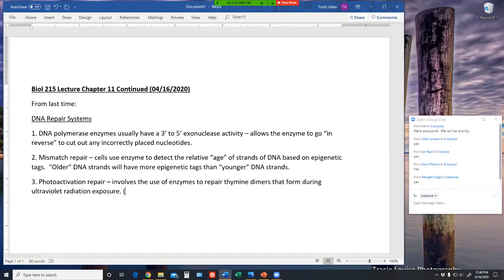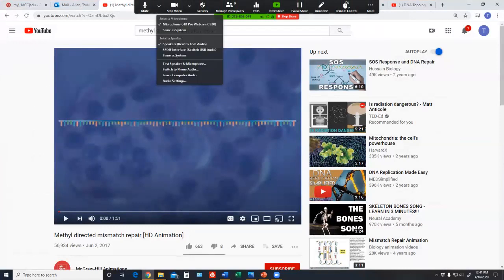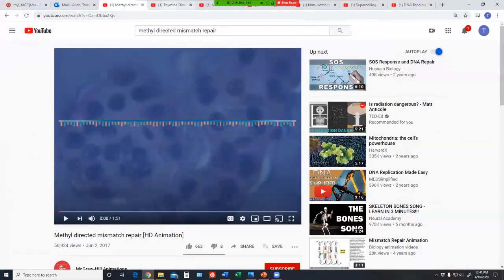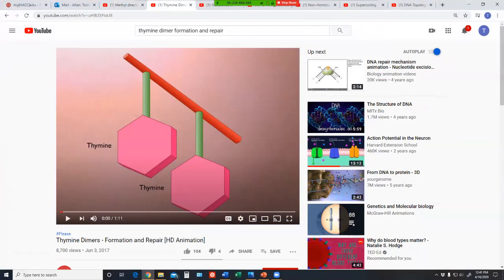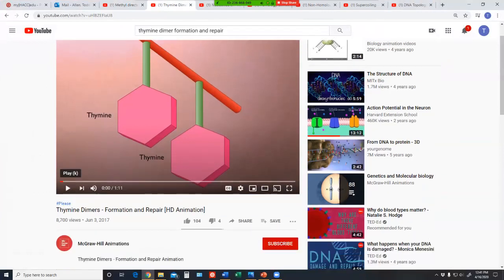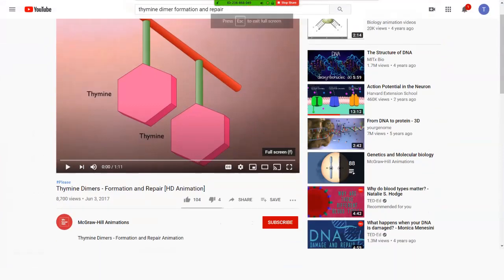Again, we're talking about figure 12 in your textbook. And remember, I also highlighted a specific kind of mutation on figure 8 of your textbook on page 313. So figures 8 and 12 are relevant for this conversation. Okay, gang, here we go with the next video. Thymine dimers, formation and repair. I will send you this link. Here we go.